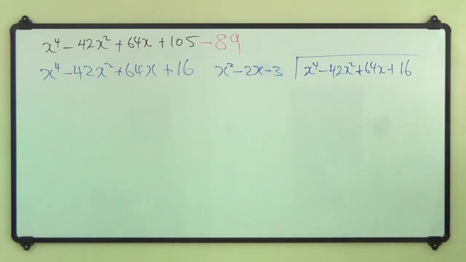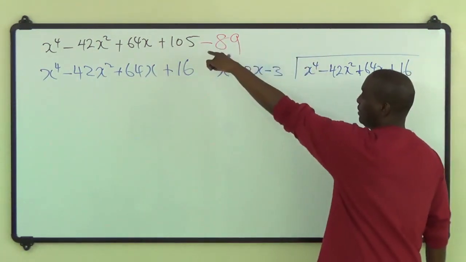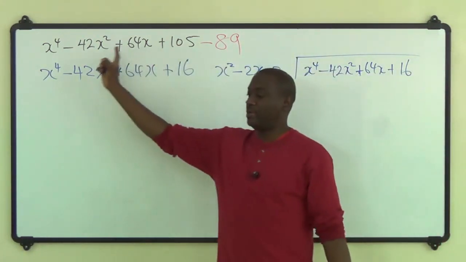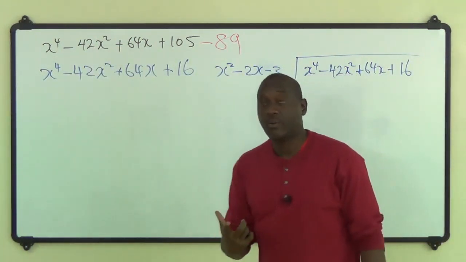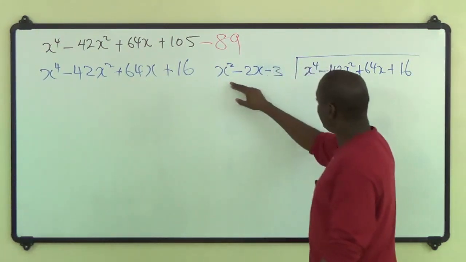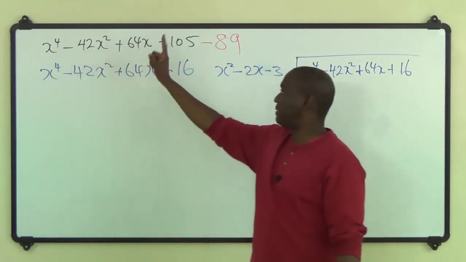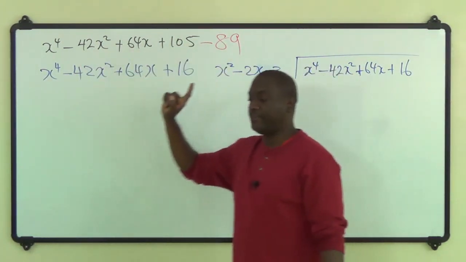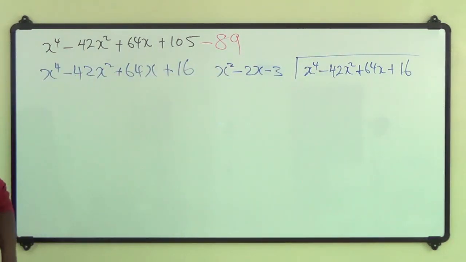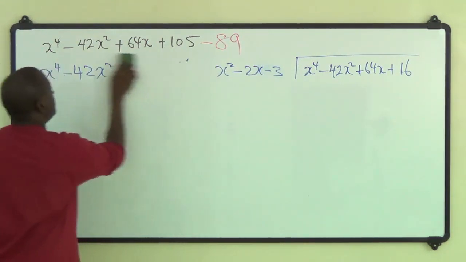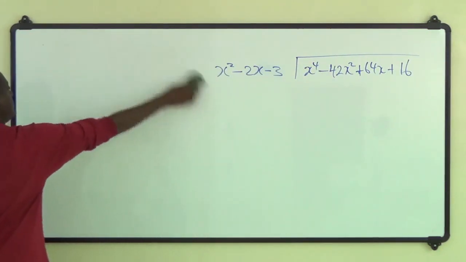Alright, so we divide the new polynomial, not the original polynomial, because if we had divided the original polynomial in black by this, we expect to get a remainder of 0, because we had already established that x squared minus 2x minus 3 is a factor of x^4 minus 42x squared plus 64x plus 105. So we're taking a new polynomial now, and we're going down the road. Let us remove this guy and this guy from the picture to clear some space on the board.